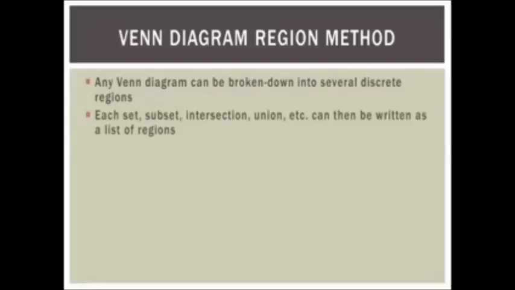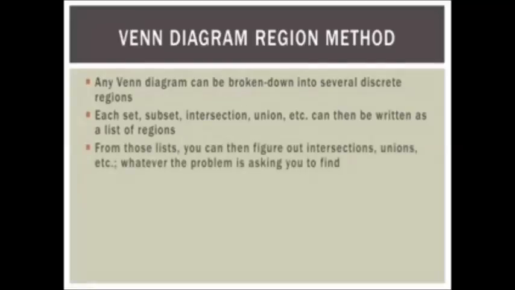Now, what about this Venn diagram region method? It starts with a couple of basic ideas. Remember that any Venn diagram can be broken down into several discrete regions, and I'll show you that here in a second. Now, each set, subset, intersection, or union, etc., can then be written as a list of whatever regions comprise that. So we might have a union of a couple sets, and we can make a list of all the regions that make up that union.